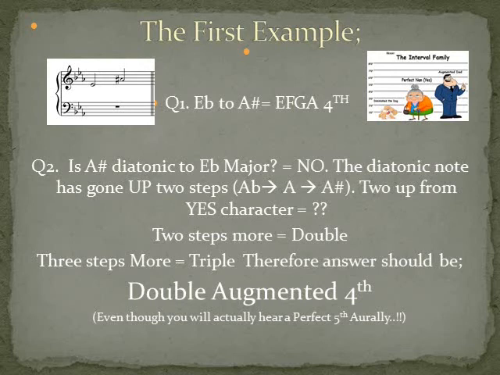So 2 steps more, we would indicate that as the first step higher would be the augmented, the second step higher would be a double augmented. If there happens to be 3 steps, you get triple. So in this particular case, E flat to A sharp would be a double augmented fourth. It is an enharmonic interval. Again, what you would hear would be E flat to B flat would be a perfect fifth, but this is an example of an interval that does not transcribe the same as listening to it orally.